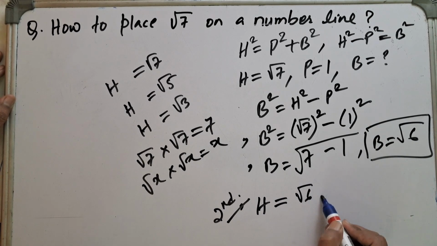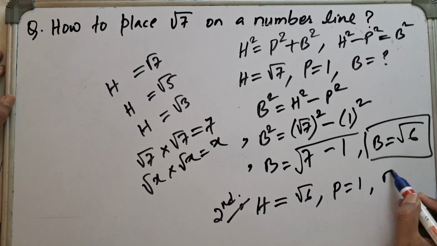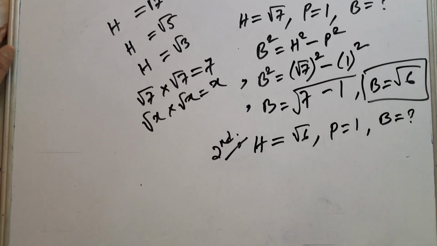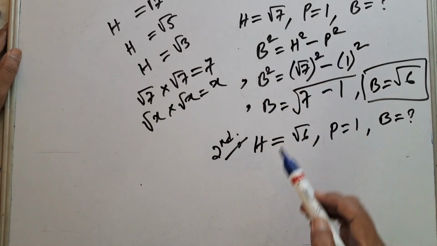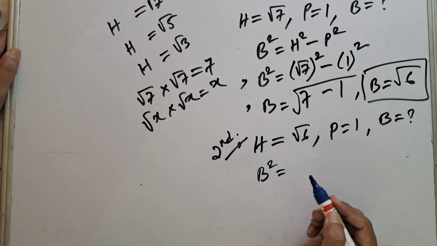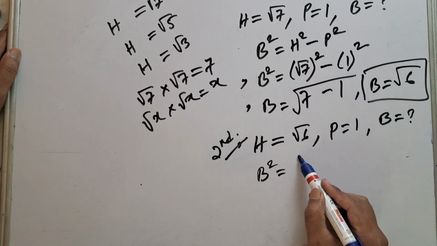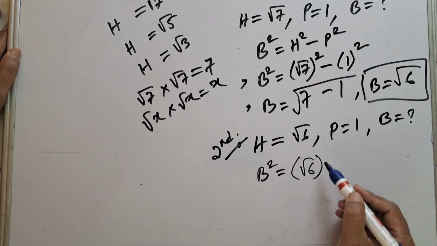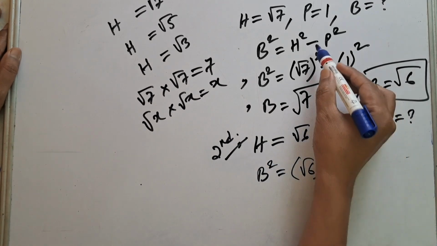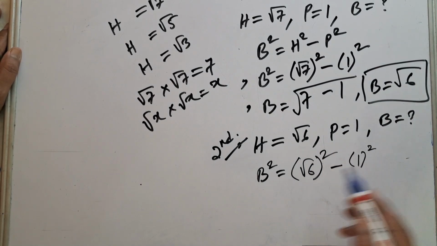Base is root 6. And we know that perpendicular is always equal to 1. So let's find the base again. Base is unknown to us, okay? From the same relation, b square equal to h square minus p square, isn't it? So what is h? H is root 6. So what is p? P is 1, so 1 square.